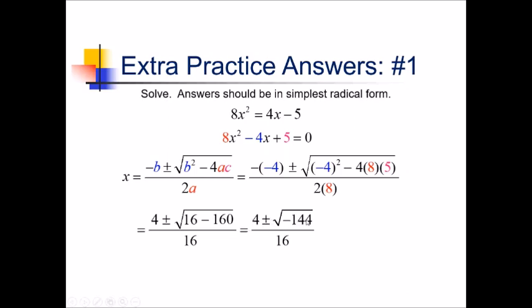Now I can simplify this radical a bit. Since I've got a negative in there, that comes out as an i. And I happen to know that 144 is the square of 12, so this is going to be 4 plus or minus 12i when all is said and done. And we'll have 16 on the bottom still. I can reduce this a little bit here. 4, 12, and 16 are all divisible by 4. So reducing each of these by 4, I can rewrite this as 1 plus or minus 3i all over 4.